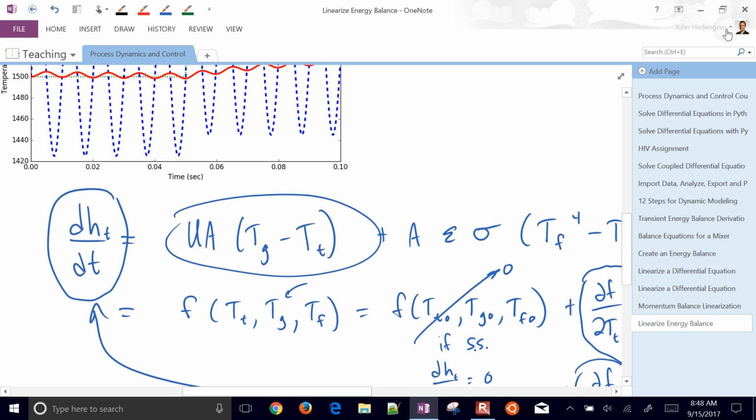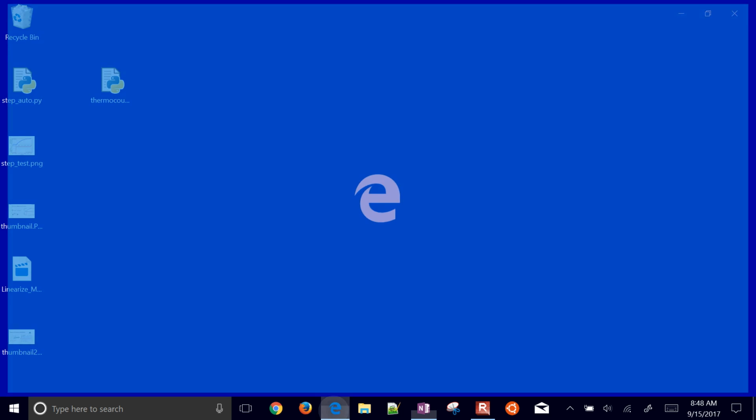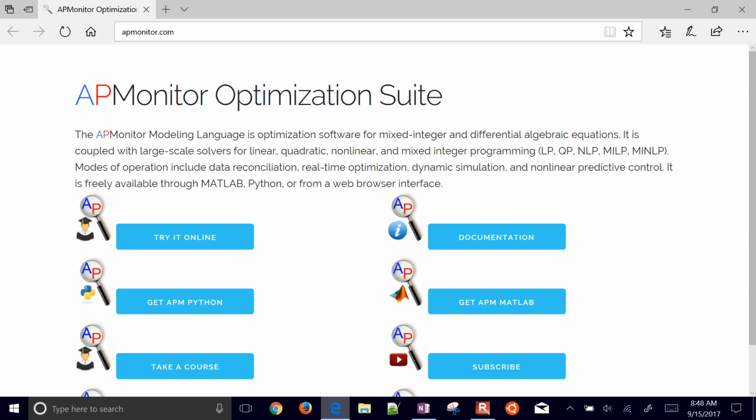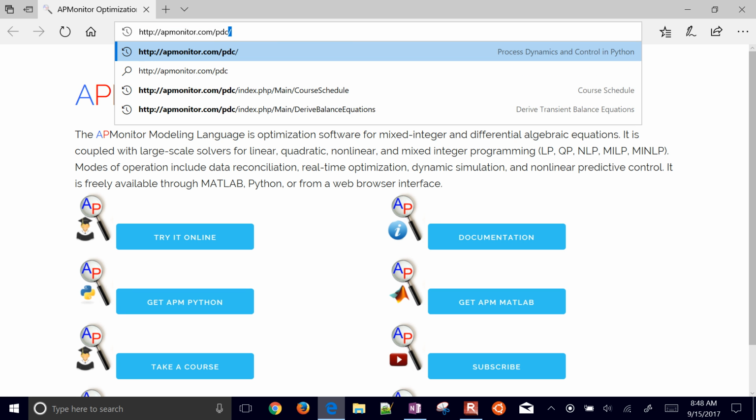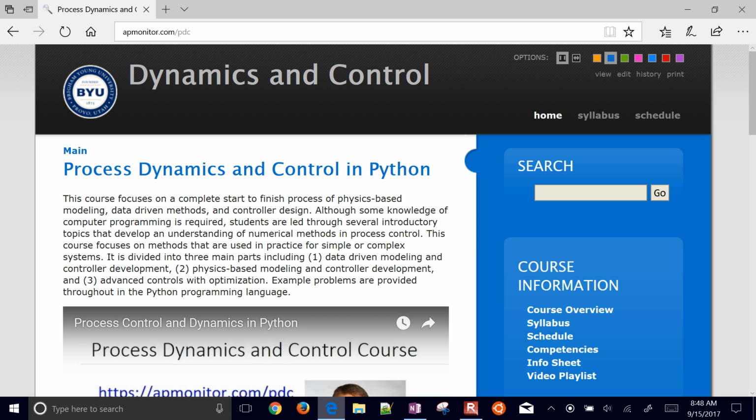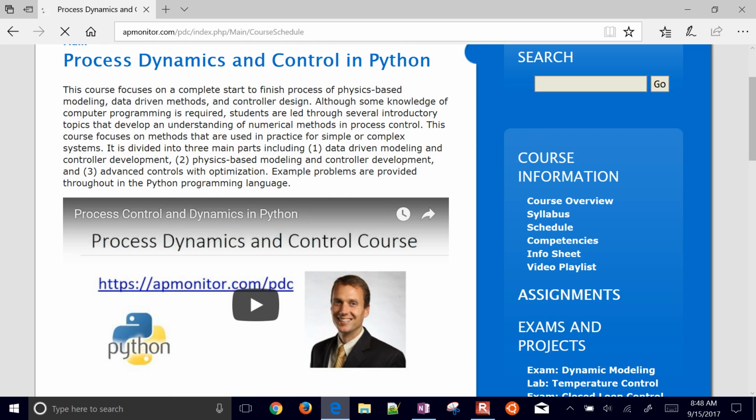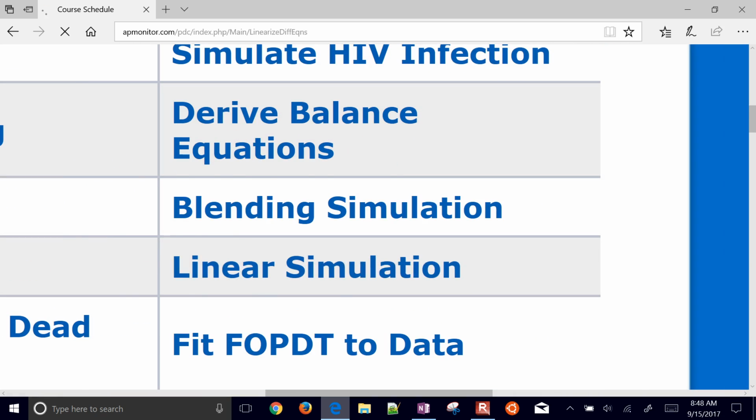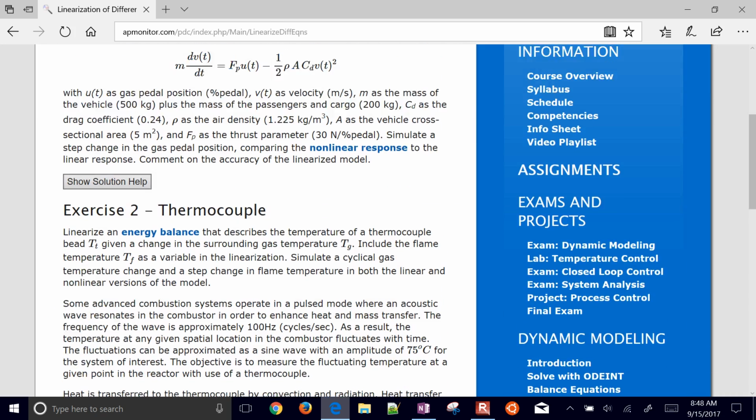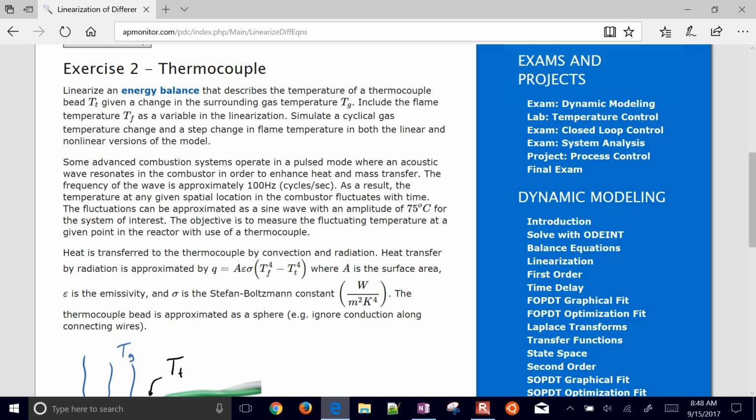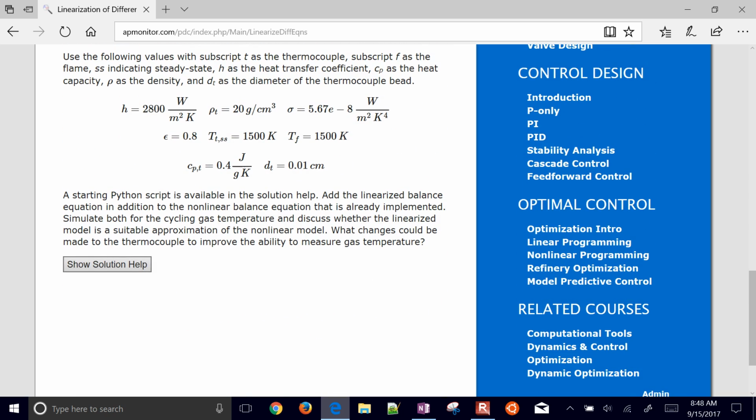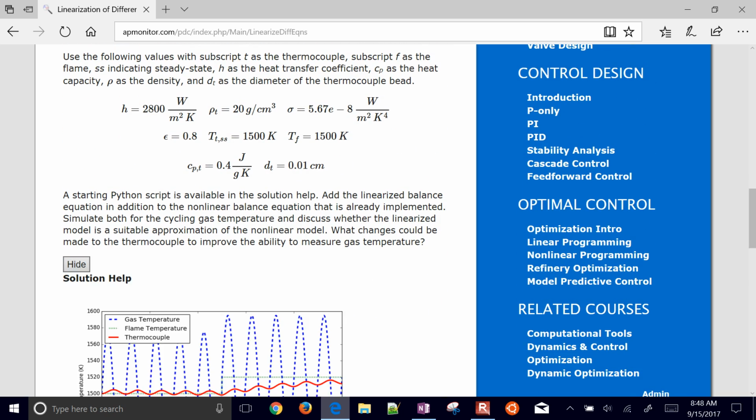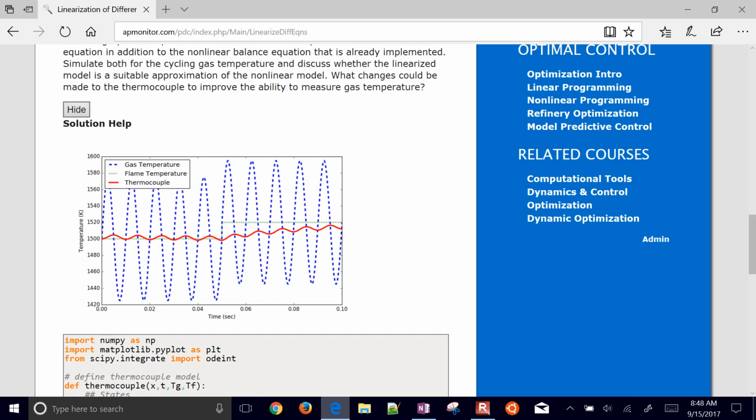If you need a starting place, just come to the course website, APMonitor.com/pdc. This is under assignments, and under linear simulation. This is exercise number 2 on the thermocouple, and there's all the information, and if you click show solution help, you can see that plot.